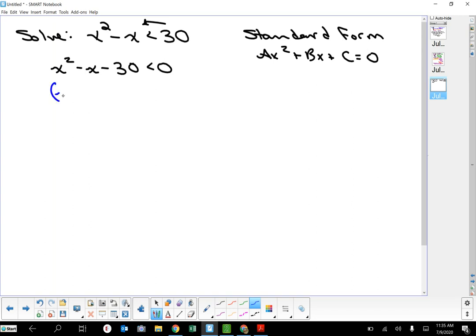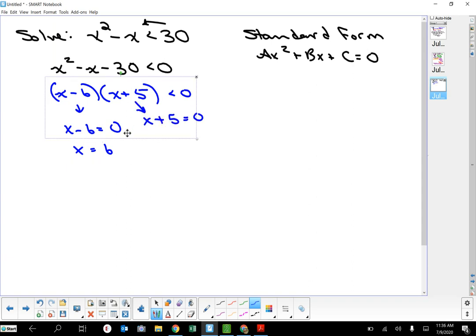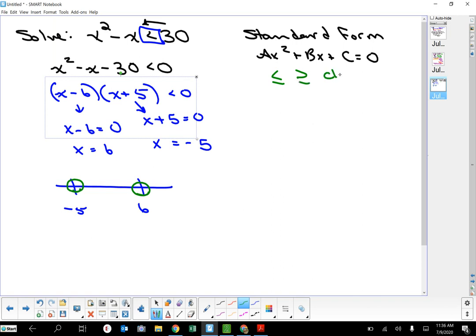That's going to factor into x minus 6 and x plus 5. We're going to set these equal to 0. And then we're going to plot them on a number line. So I have -5 and 6. We know that because of the inequality symbol up here, these are going to be open dots. Again, remember, they're only closed dots if you have those.